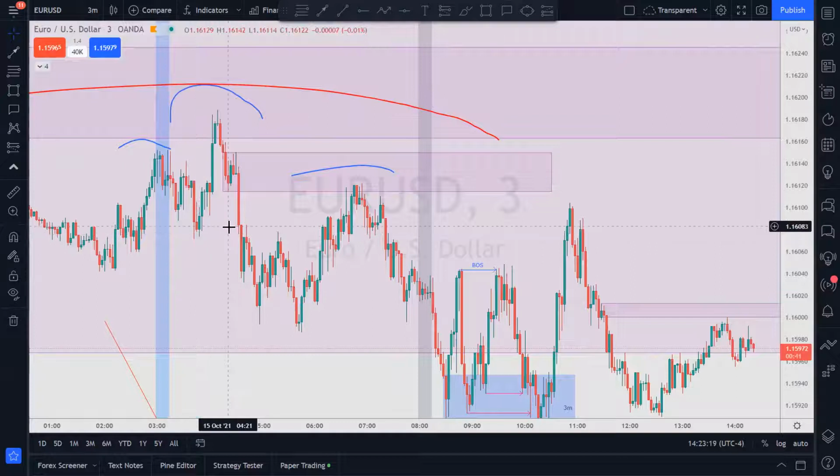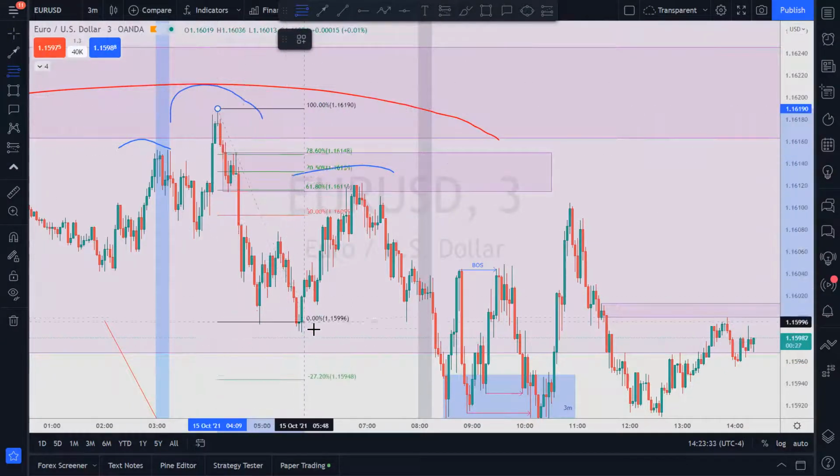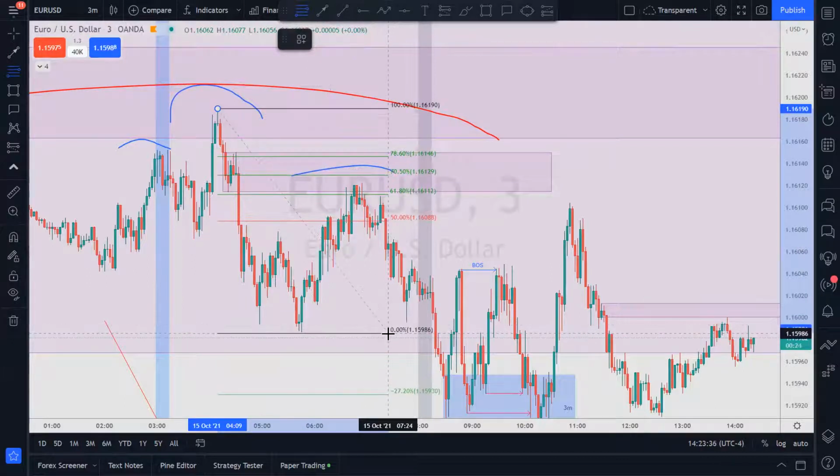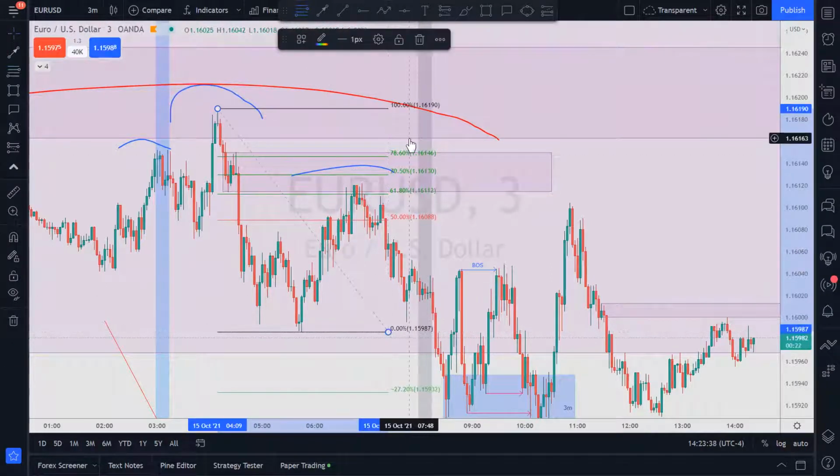I need you to understand there is a lot of importance in measuring this with your fibs. You want to measure that impulse leg with your fibs. Why? Because that gives you a clear range of what is discount pricing and premium pricing. You don't want to pay premium. Never. You never want to pay premium. That is below the 50% line. All right. You don't want to mess with anything down here.